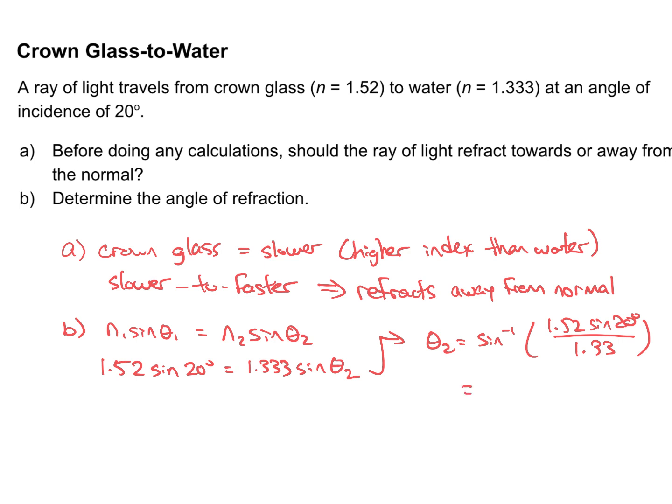Okay, we'll get out the calculator. And we come up with 23 degrees. So it is greater than 20 degrees, therefore the angle got bigger. It refracted away from the normal.